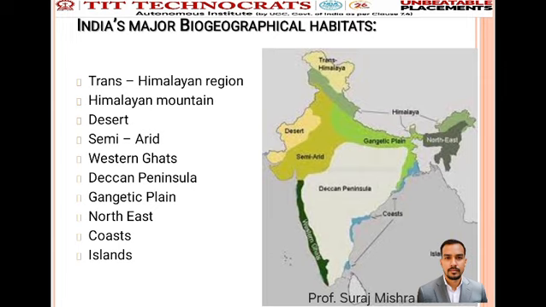Starting from the top of India's map, the Himalayan mountain regions are identified by high peaks, deep valleys, and fast flowing rivers. The flora in these regions includes different varieties of medicinal plants and varieties of edible plants, whereas in terms of fauna, here we can see snow leopard, red panda.